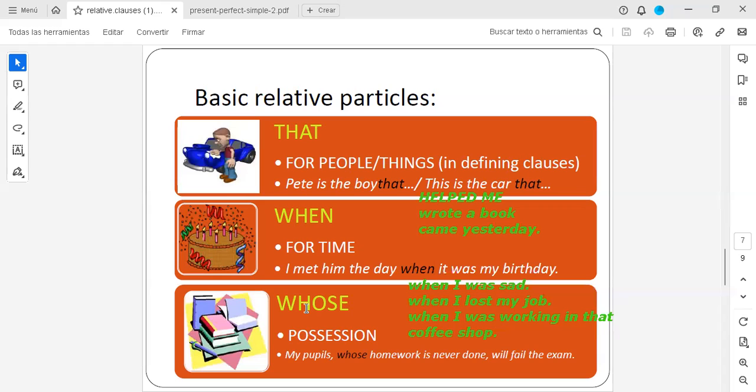And we also have whose for possession. My pupils, whose homework is never done, will fail the exam. Mis estudiantes, mis pupilos, cuya tarea nunca está hecha, fallarán su examen, fallarán el examen. So whose is possession? Cuya tarea. Okay, let's see. Do you have any questions so far about these?